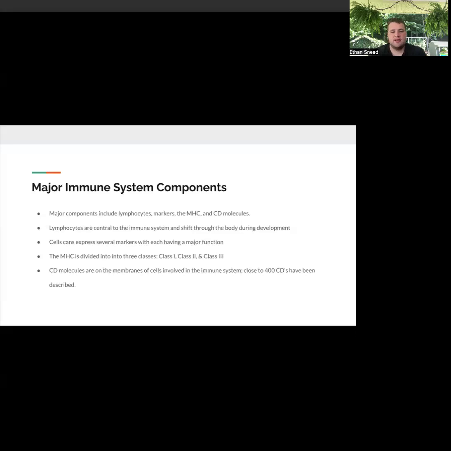Now, cells can express several markers, and each marker has its own function, such as attachment to non-self or foreign antigens, binding to the cell surface markers that indicate self, such as MHC molecules, and receiving and transmitting chemical messages to coordinate the response and aiding in cellular development.